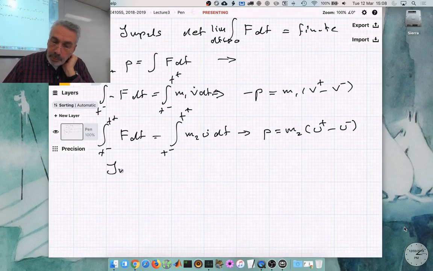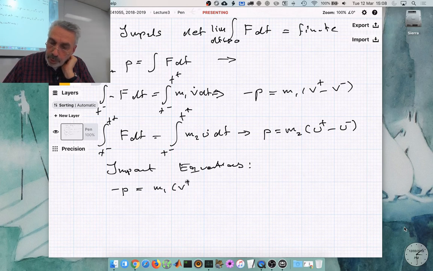So let's rewrite them again. Impact equations. Let's repeat them first. We get minus P equals m1 (V plus minus V minus). And the second one is P equals m2 (U plus minus U minus).